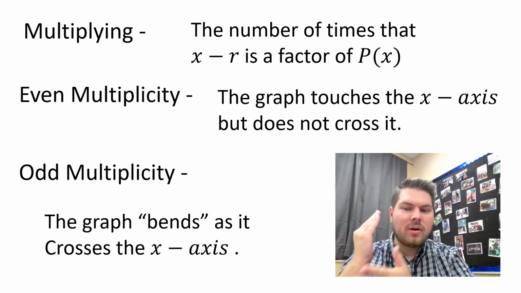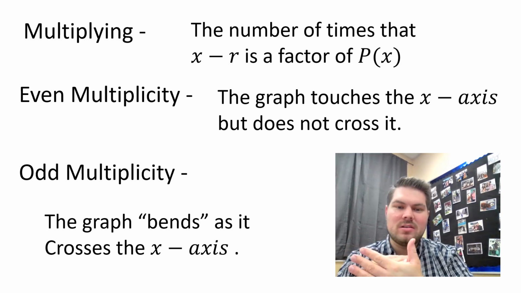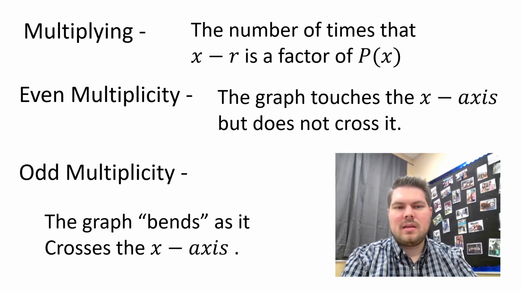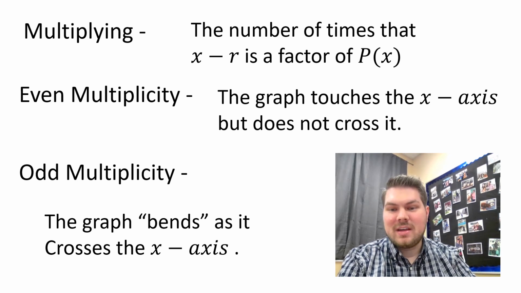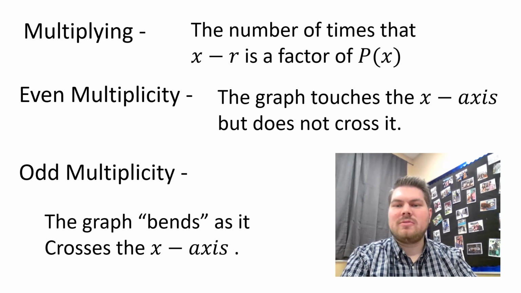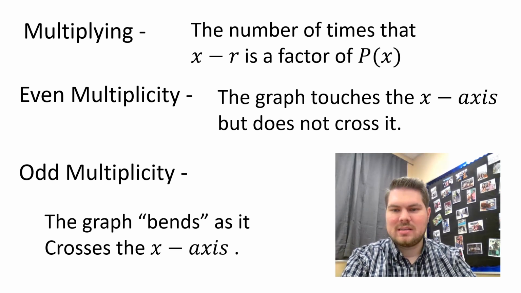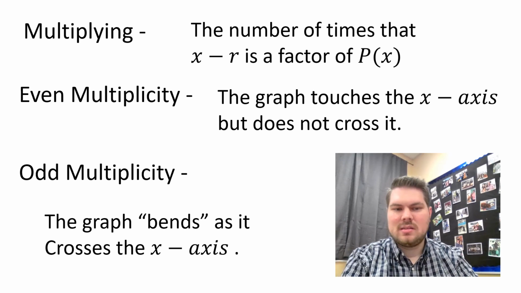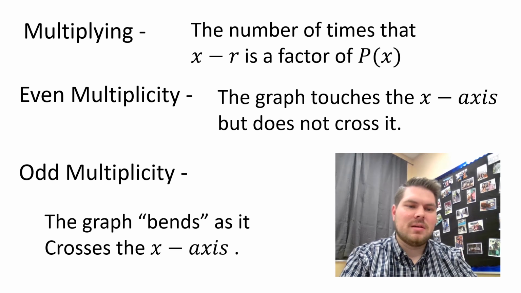Because remember, all of our roots are our x-intercepts. So as you can see, when it's an even multiple at that x-intercept, the graph just touches the x-axis, but it doesn't usually cross over. Whereas when it's odd, the graph bends as it crosses the x-axis. So let's take a look at what we mean.